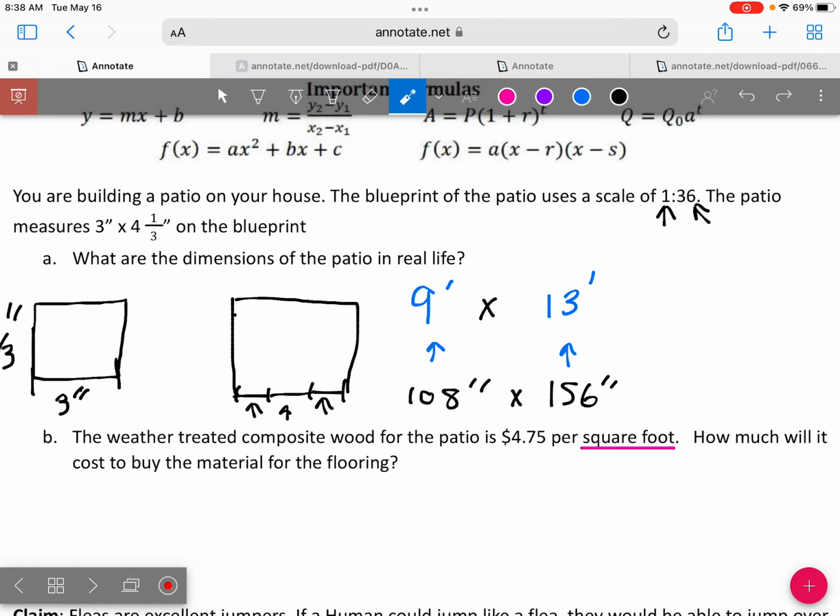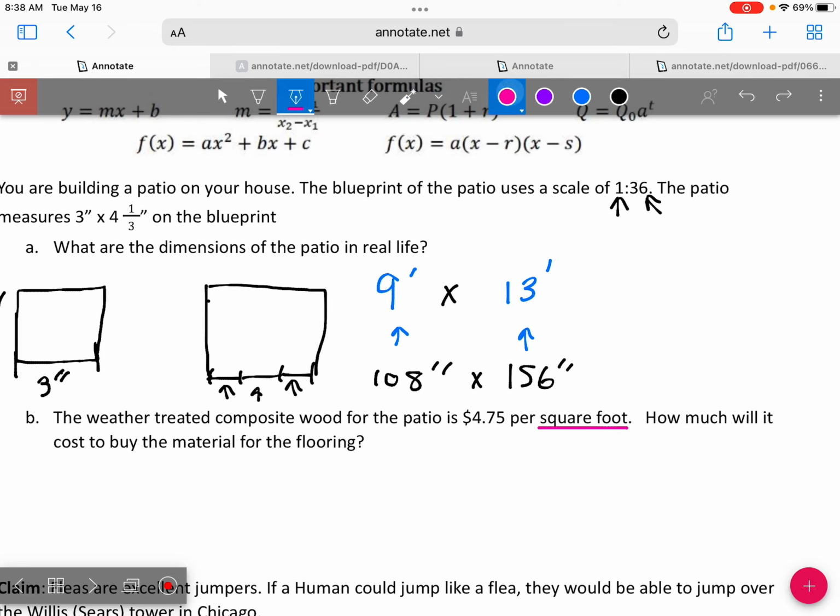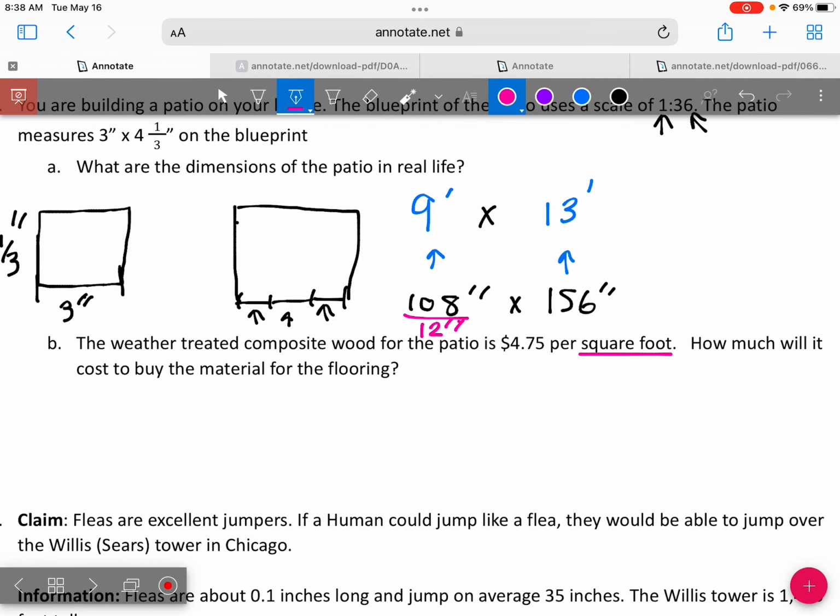How were we able to get 9 from 108? Because we have 12 inches in a foot. So 108 we divide by the 12 inches per foot. And that gives us 9 feet. Absolutely fine. So those are our dimensions. And that is the first half of the problem there. Questions on that part.